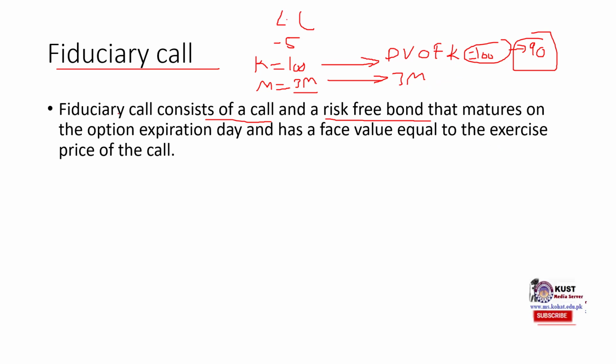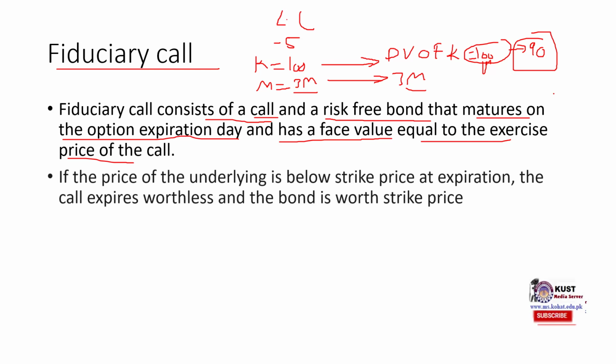So let's reread this sentence. The fiduciary call contains a long call option and a risk-free bond that matures on the option's expiration day, that is, they mature at the same time, and has a face value. The face value that you get at the expiration should be equal to the exercise price of the call. So the face value should be 100. Face value doesn't mean you should invest 100 rupees today. Face value is the amount that you get at the time of maturity. Today you would invest the present value of that face value.